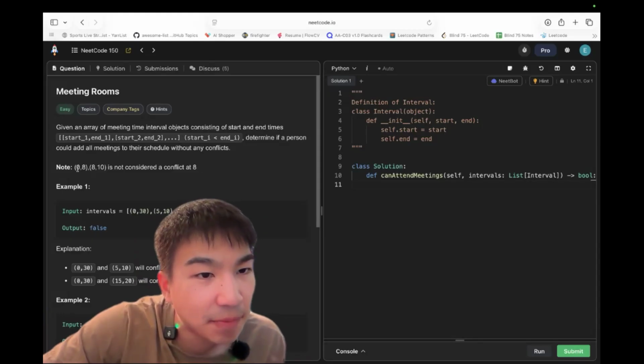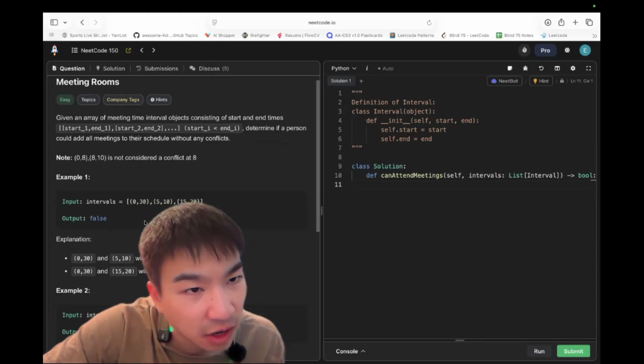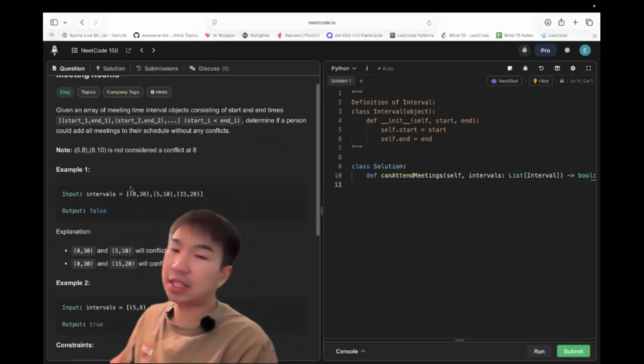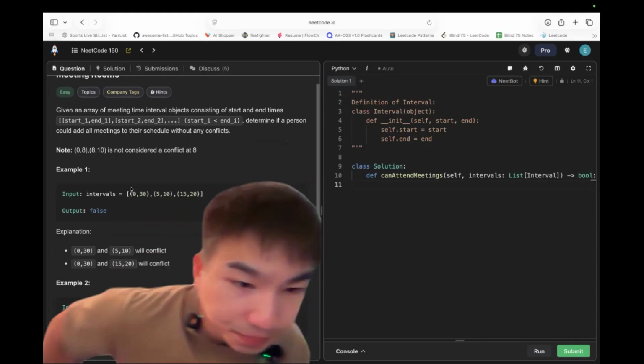Then right here it says that 0 to 8 and 8 to 10 is not considered a conflict. So if a meeting ends at the same time that another meeting starts, that does not count as a conflict.